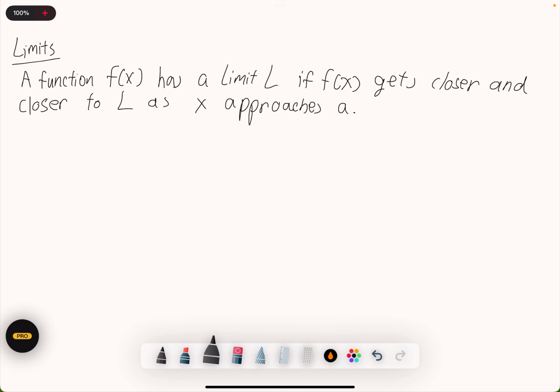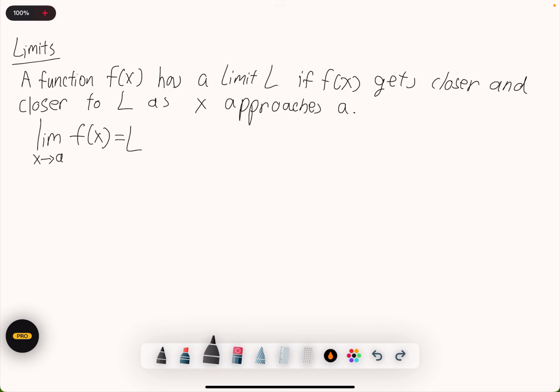So the notation of a limit is LIM, which stands for limit, and then at the bottom you have x, an arrow, A, and then f of x, and this is equal to L. Now what this means is the limit of f of x as x approaches A is L. So once again, the limit of f of x as x approaches A is L.